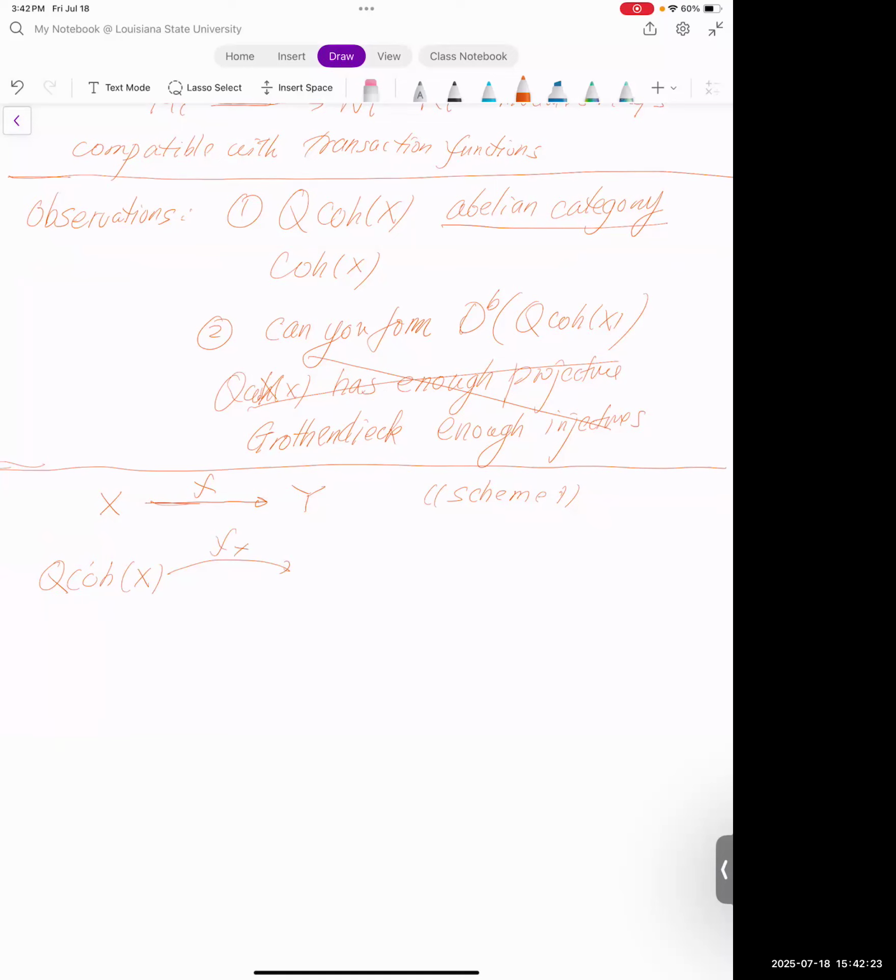One is called the push forward. And the other, which has a different notation, is called pullback in the category of quasi-coherent sheaves. So this definition is the same as in the topological setting.